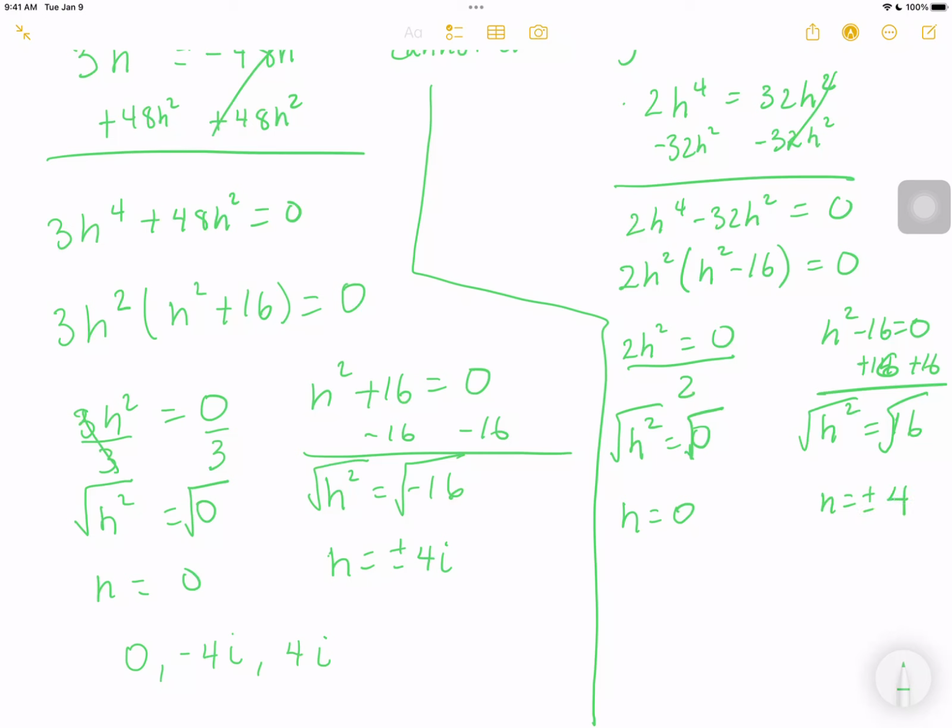The questions were virtually the same, but in one of them I had to take the square root of a negative number, while in the other I did not. And remember, that is the only difference between real and imaginary solutions. It's just us having to take square roots of negative numbers. All right?